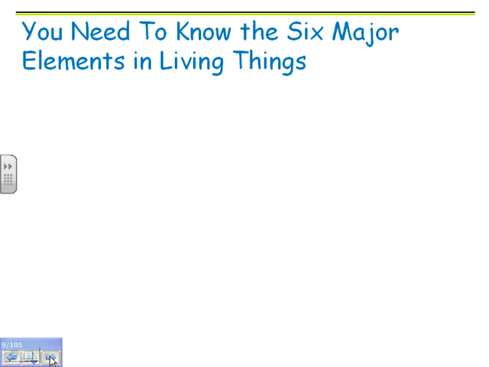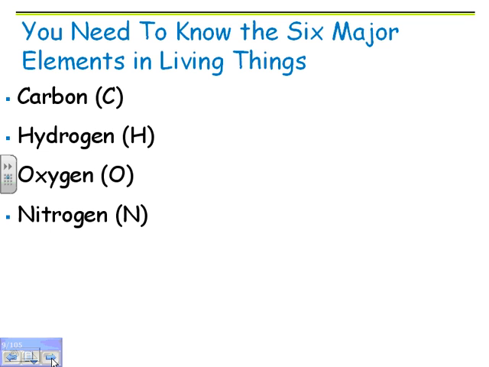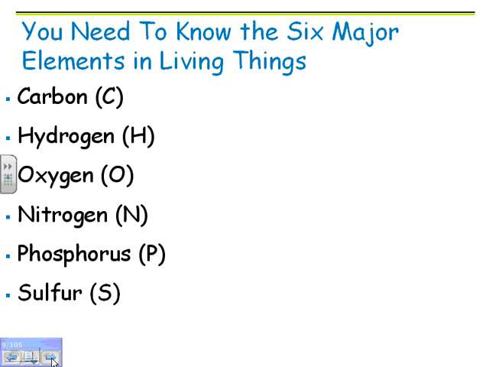You need to know the 6 major elements in living things. Carbon, hydrogen, oxygen, nitrogen, phosphorus, and sulfur. Different animals might have a little bit more of another element, like calcium, but these are the big ones that make the big molecules, like carbohydrates. Also, plants don't have a lot of calcium. Right, that's why it's not in there.